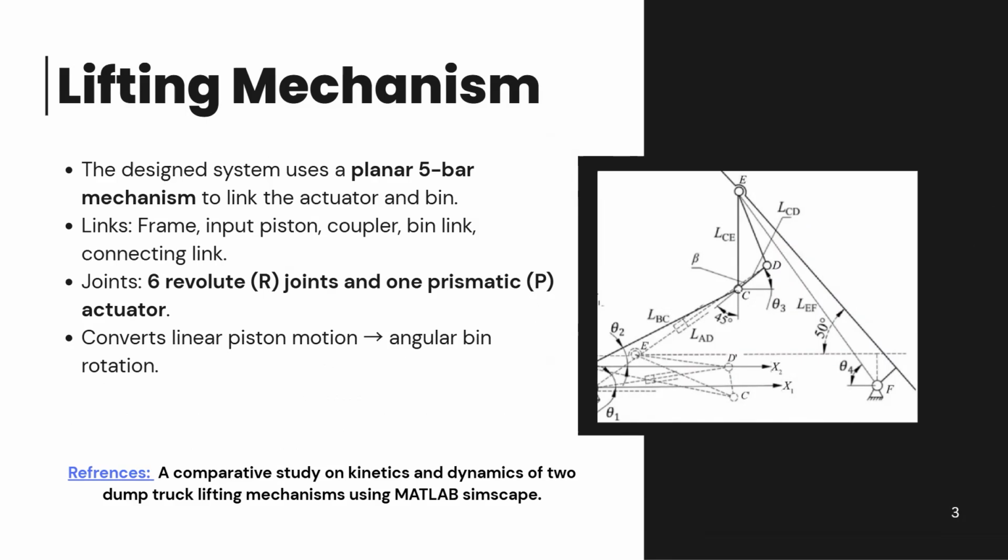The actuator provides a linear input, and this linear displacement is converted into angular rotation of the bin. This transformation gives a smooth and predictable tilt motion from 0 degrees up to approximately 30 degrees, which is suitable for dumping operations. We will go through the calculations and simulations of this lifting mechanism in a later part of this presentation. Now we will shift to the door mechanism.